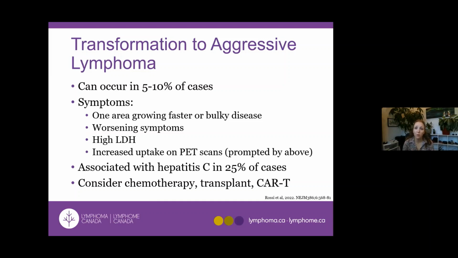If we're concerned about this, we would repeat a biopsy, and you can actually see on the biopsy that there's a conversion, with the cells having these more aggressive changes. This is associated with hepatitis C in about 25% of cases, and this is a situation where we would consider immediate, stronger chemotherapy. We would sometimes think about stem cell transplant with a patient's own cells, called autologous transplant, which we use very rarely in marginal zone. There's also a treatment called CAR-T, which we're not funded for in marginal zone alone, but we could consider if there was transformation to aggressive lymphoma and the patient has received multiple treatments and is still progressing.